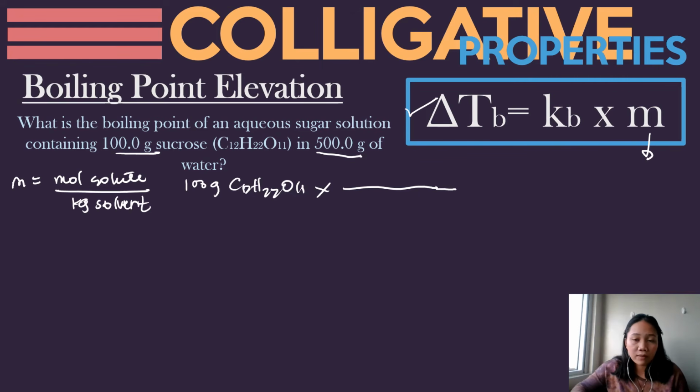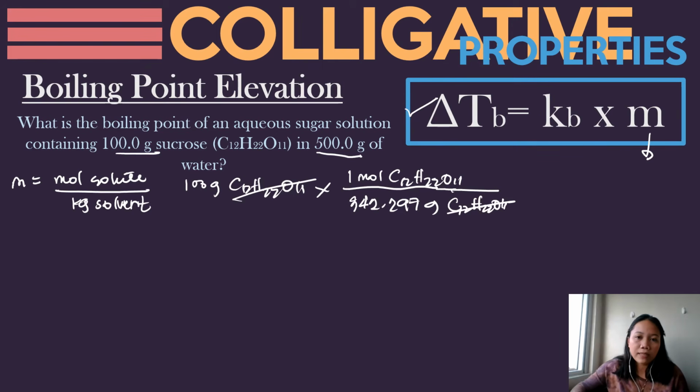So, kindly pause the video and solve for the molar mass of your C12H22O11. So, in every 1 mole of your C12H22O11, you have 342.297 grams of sucrose, C12H22O11. So, you cancel out the grams. Now, you have the mole, which is 0.2921 mole of C12H22O11. So that's your number of mole.